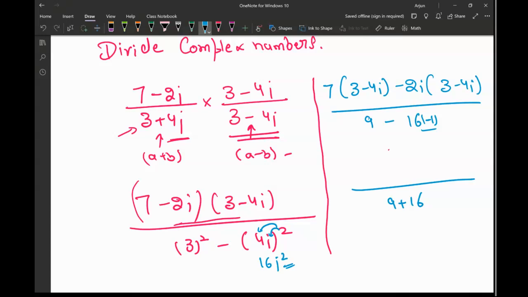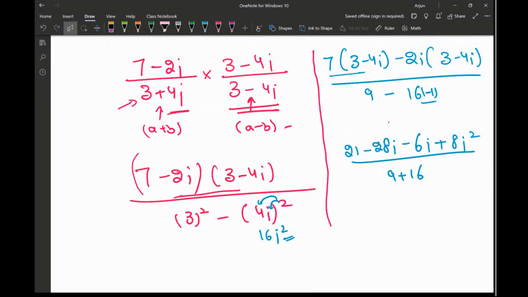Negative 1 times negative 16 is positive, so 9 plus 16. And on top, if you solve, 7 times 3 is 21 minus 28 iota, and then here minus 6 iota, and then plus 8 iota square. Once you solve this, you get the number as 13 minus 34 iota.